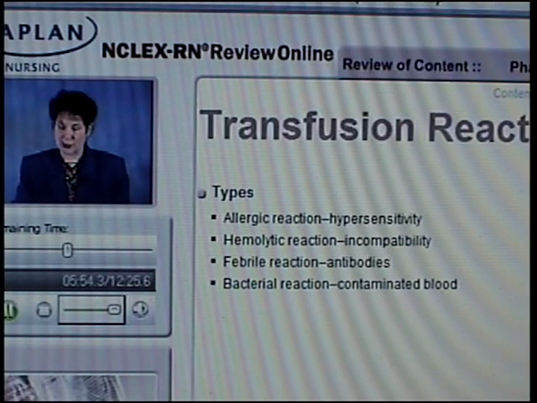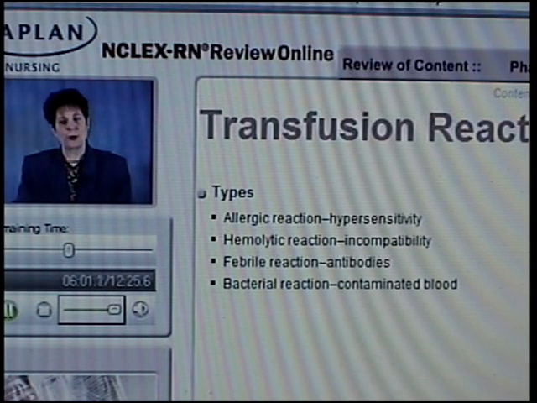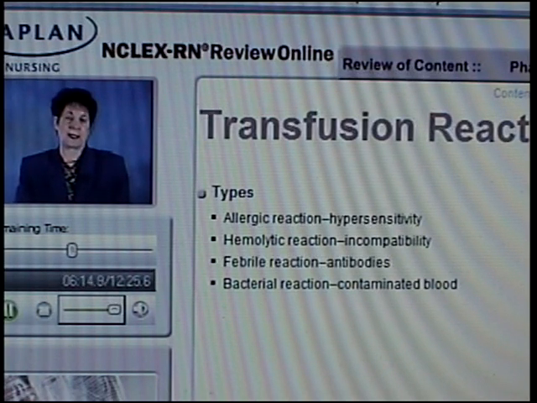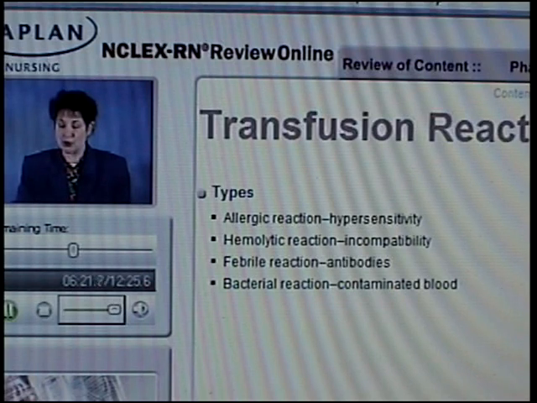The third type of reaction is the febrile reaction, and this is the most common type of transfusion reaction that patients experience. The cause for it is that there are antibodies in the blood or the blood product given to the patient that react with the patient's blood. The symptoms patients will have are fever, chills, they may have nausea, and they may have tachycardia, which is another reason, remember, you're checking the vital signs very frequently. Usually you will see the febrile reaction after the patient has had multiple transfusions.